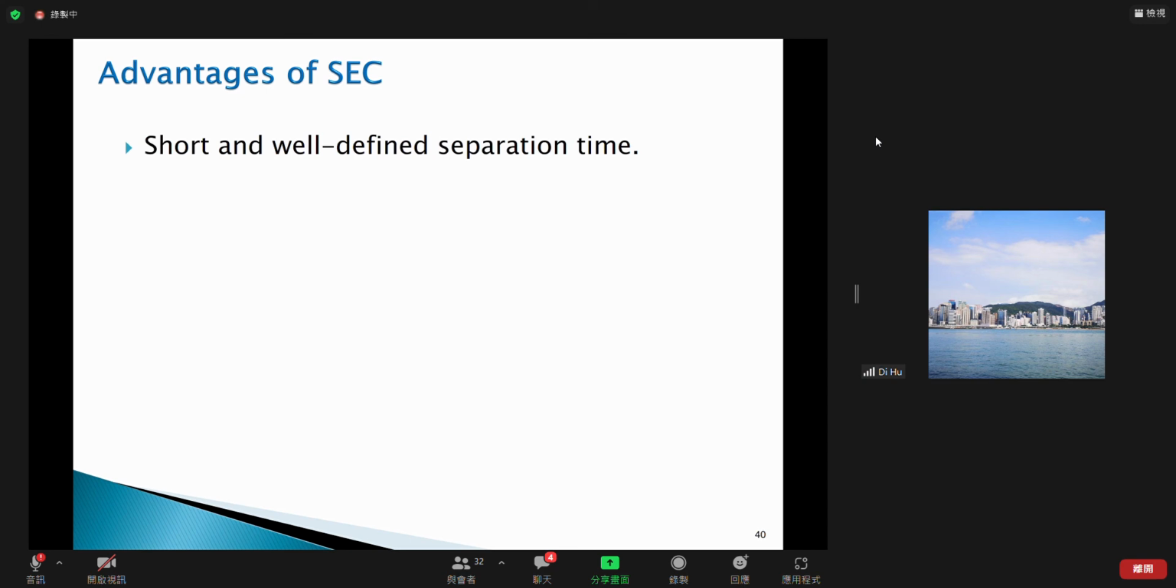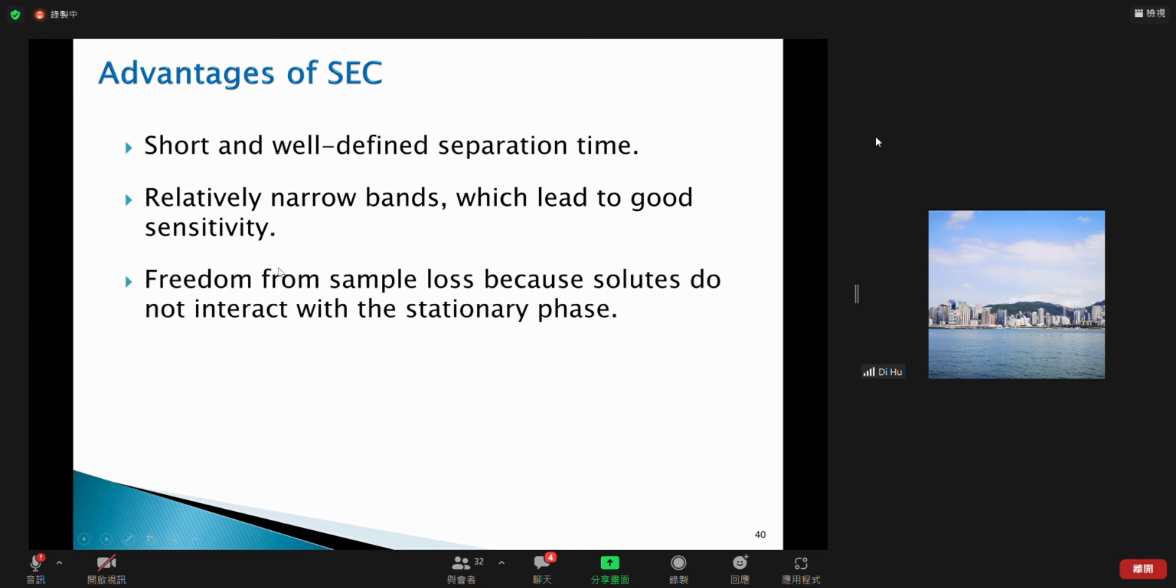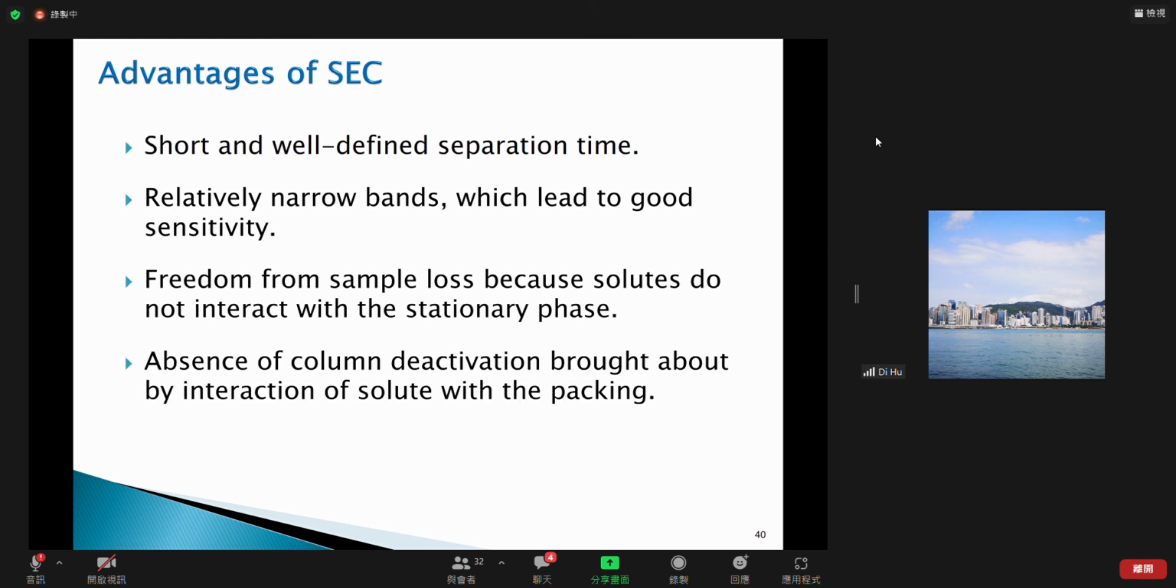The advantage of SEC is a short and well-defined separation time. It's predictable and has relatively narrow bands, which can lead to good sensitivity. There is also freedom from sample loss because the solute does not interact with the stationary phase, and no column deactivation brought about by interaction of the solute with the packing.